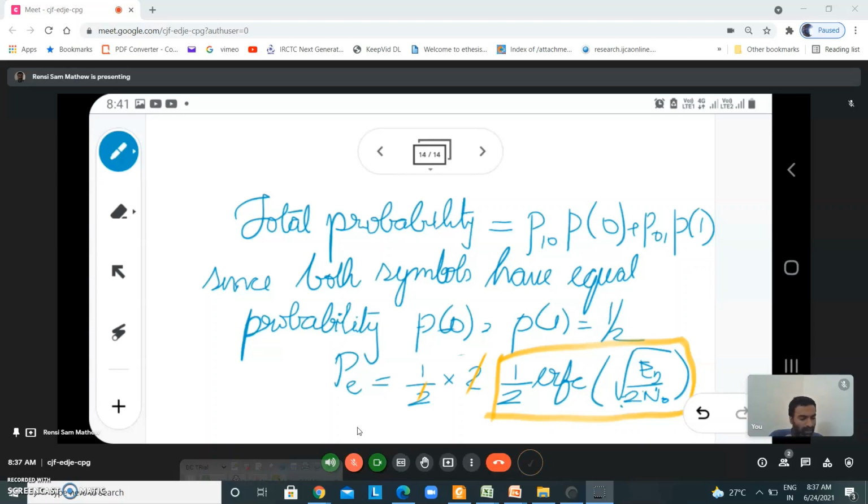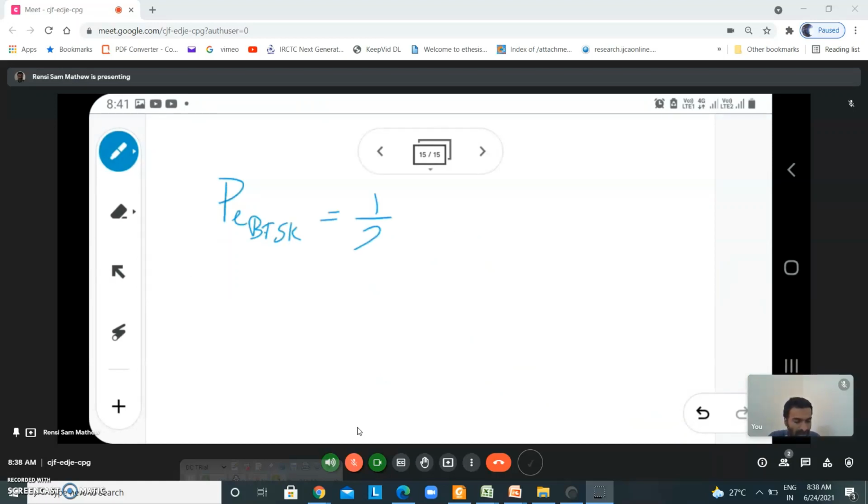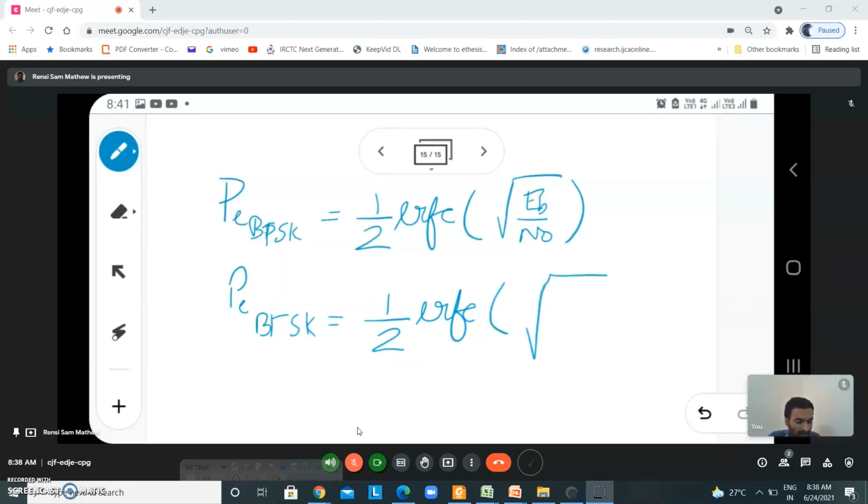Okay. Now, what happens when you compare with the BFSK signal? The probability of error of BPSK is 1 by 2 times erfc of square root of Eb by N0. And the probability of error of BFSK is 1 by 2 times erfc of square root of Eb by 2 N0.